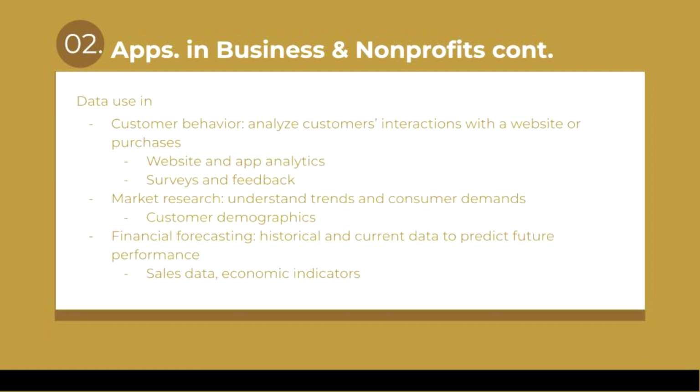And then data is used in market research because it helps businesses understand industry trends, consumer demands, and competitive landscapes. And data is collected mainly just through customer demographics in this area. And then the last part is financial forecasting, and data is used by companies that analyze their historical and real-time data to predict future financial performances and make informed budgeting decisions. So this mainly comes from sources such as sales data or revenue trends, and then also economic indicators. So this would be the inflation rate and interest rate.